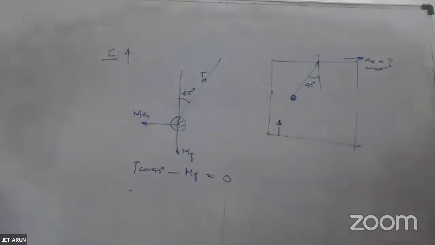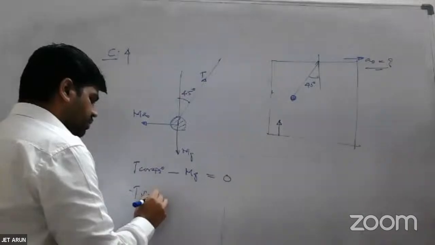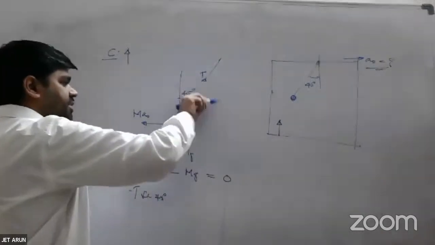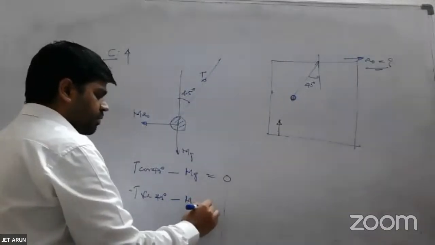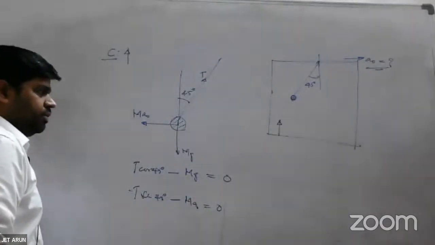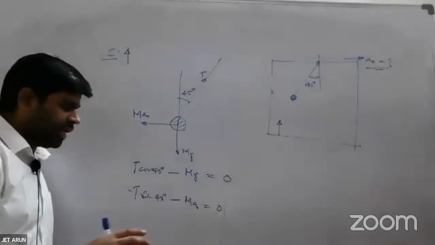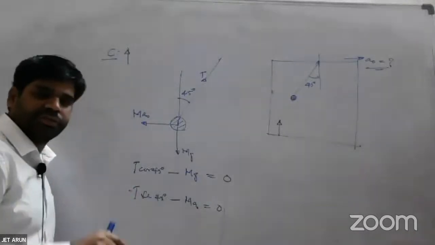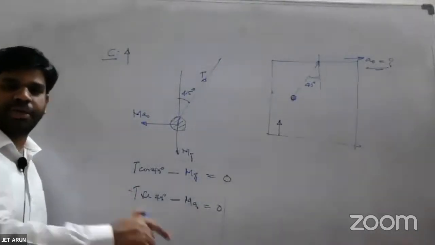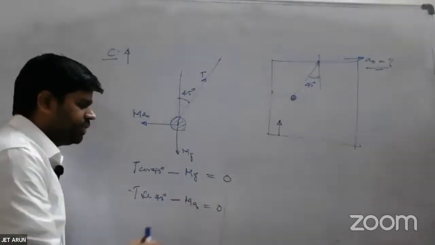With respect to the car, horizontally I'll write T sin 45, which is the horizontal component, minus m a naught equal to 0. What is this m a naught here? It is not mass into acceleration of the particle, it's a pseudo force. a naught is the acceleration of the reference frame, where m a naught is a pseudo force acting on the particle. So T sin 45 minus m a naught equal to 0.